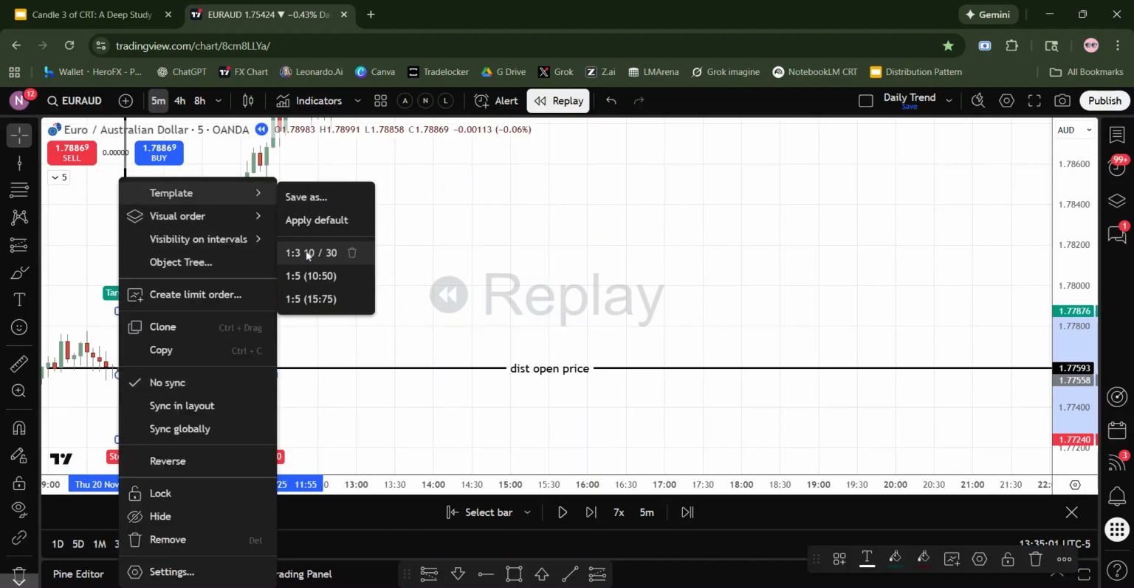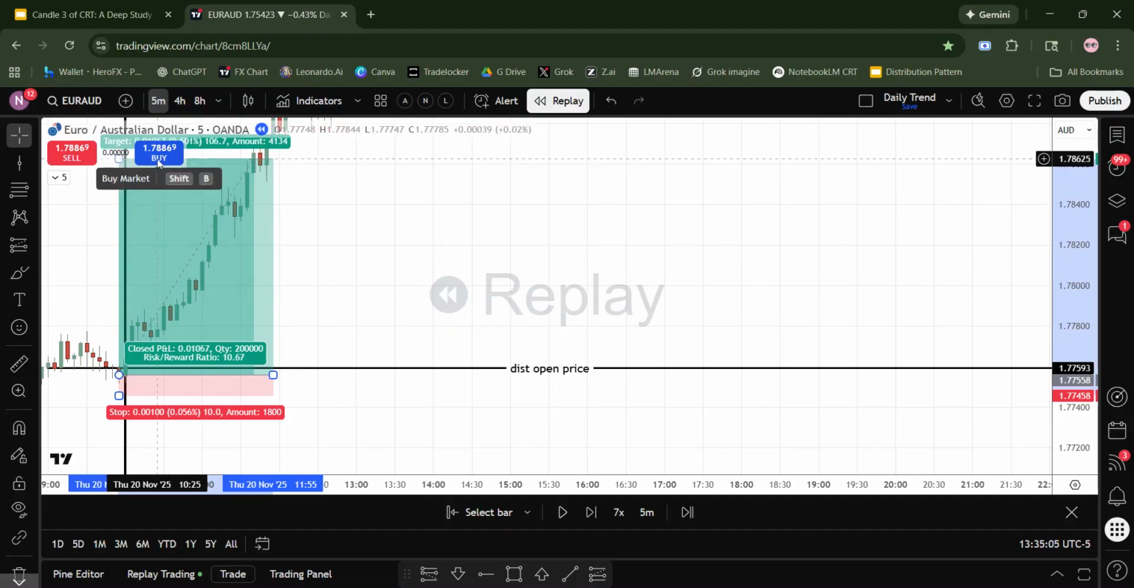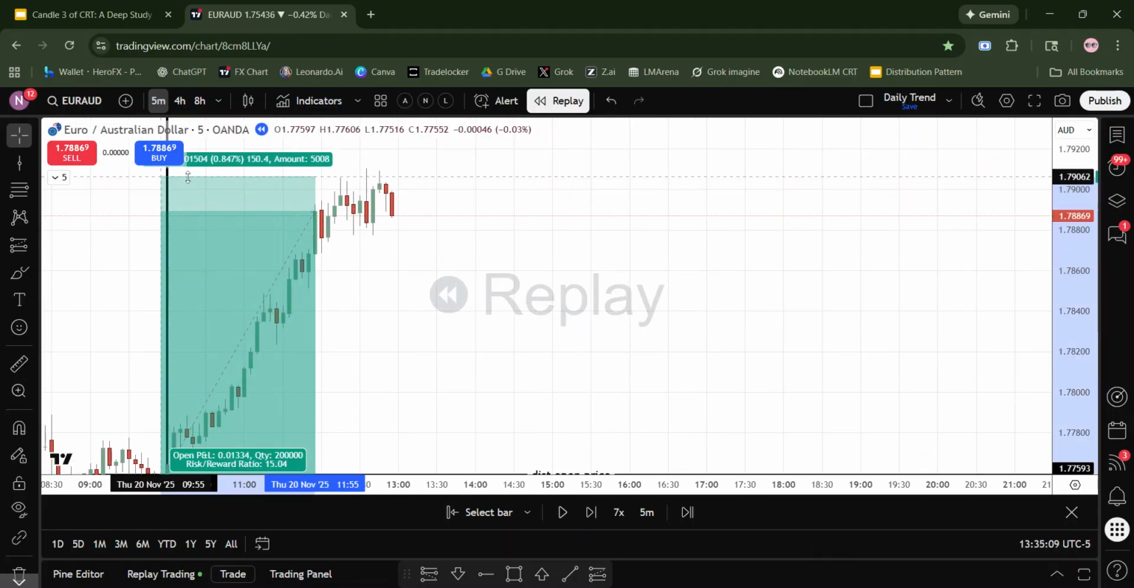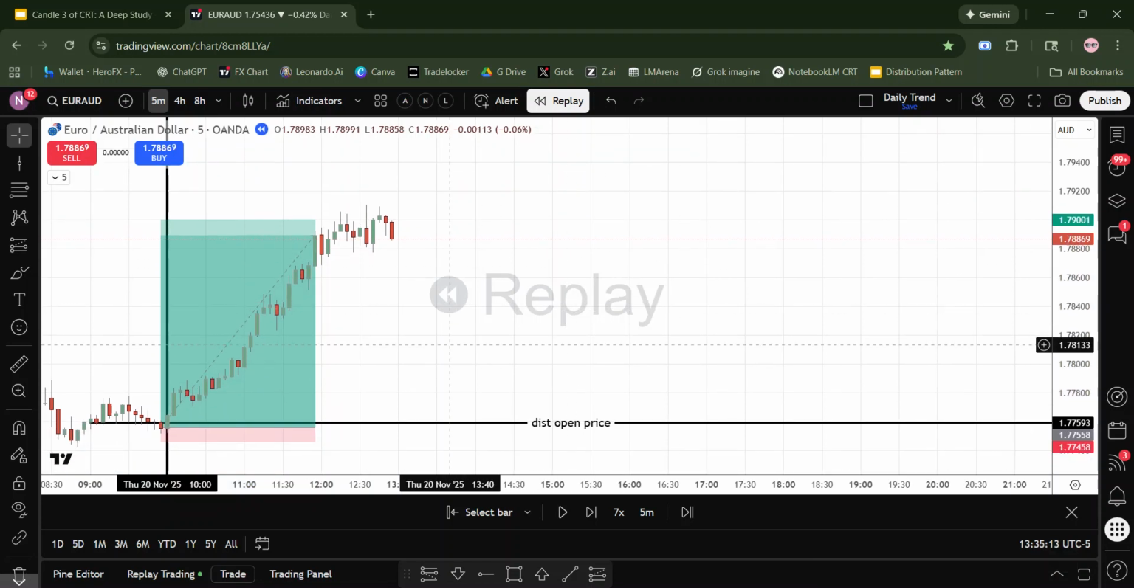Could I get away with like a 10 pip stop loss? Looks like I could have. What would have been the return on something like this? Look at that, 1 to 10, 1 to 15. Okay, that's not normal. So don't. This is not the norm.